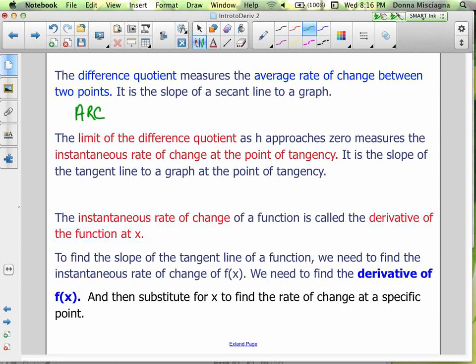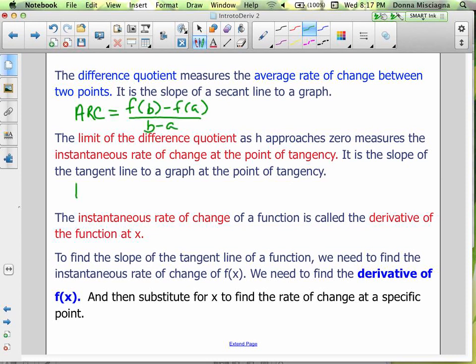Difference quotient just means that you have a fraction. That's the quotient part, and difference, you're taking the difference, the change in y divided by change in x. So your average rate of change is just the change in y, the change in the value of the function, divided by change in x.